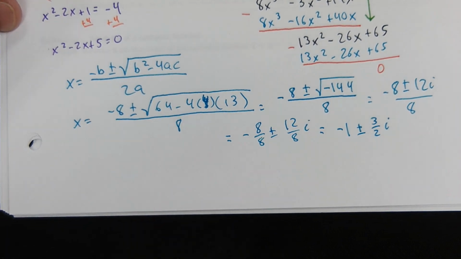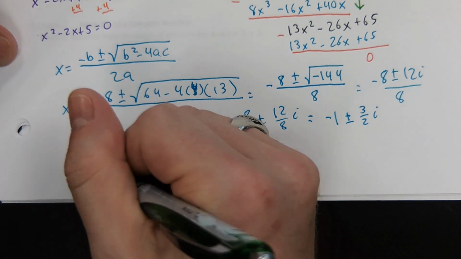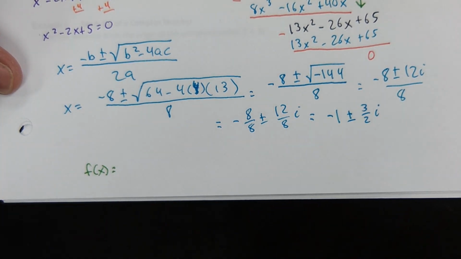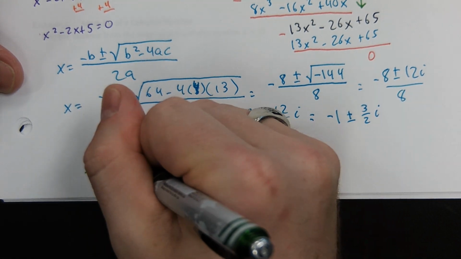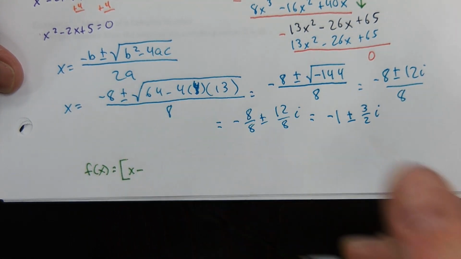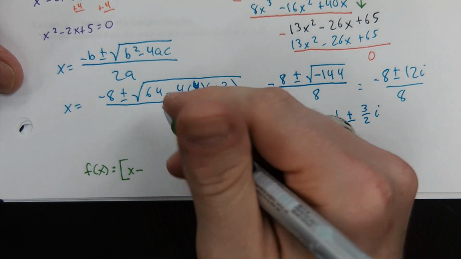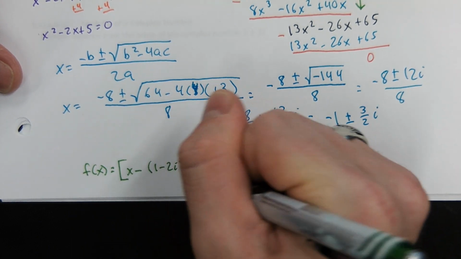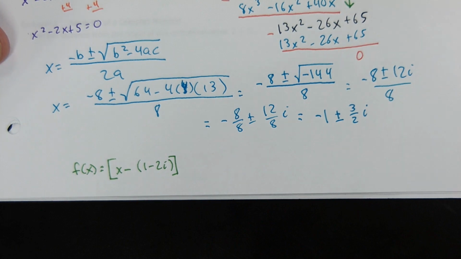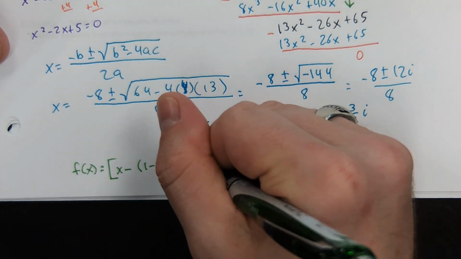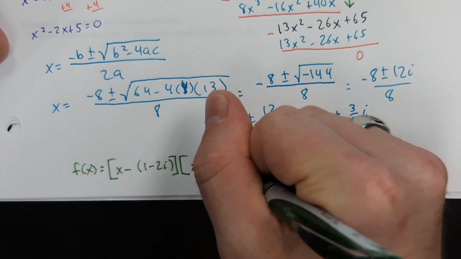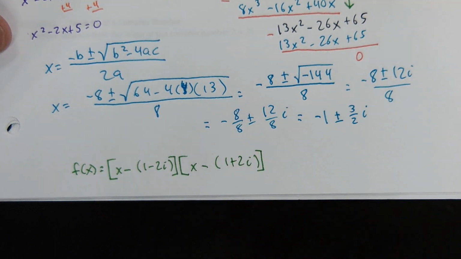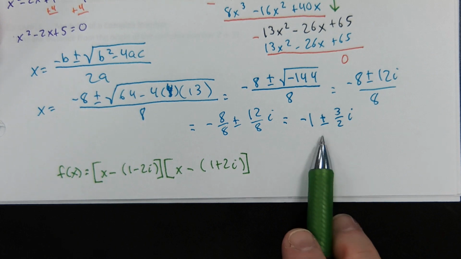Here is your linear factorization. Lots of brackets and parentheses. Bracket x minus. The first 0 we knew about was 1 minus 2i. And we said because of that one, the conjugate 1 plus 2i is also a solution. So x minus 1 plus 2i. We then found these 2.